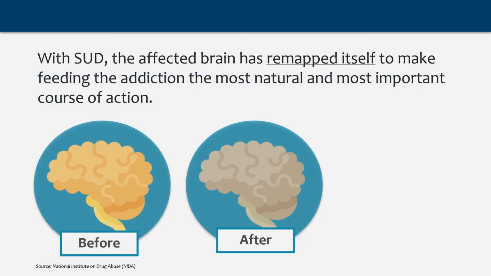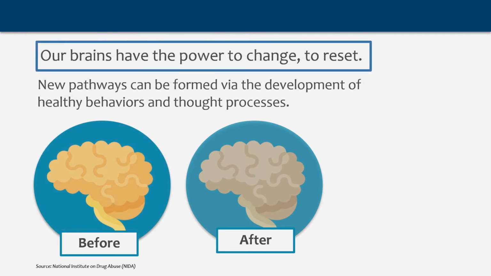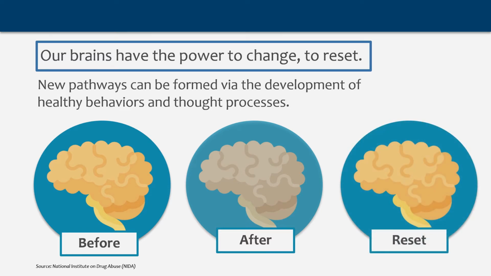With SUD, the affected brain has remapped itself to make feeding the addiction the most natural and most important course of action. Our brains have the power to change, to reset, undo the remapping. New pathways can be formed via the development of healthy behaviors and thought processes.